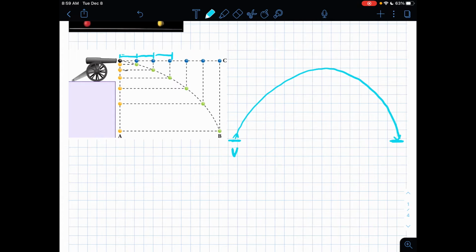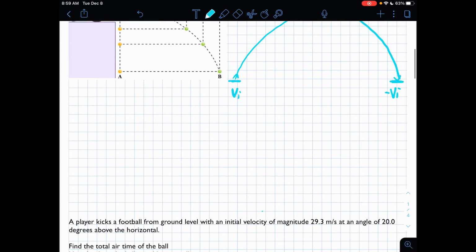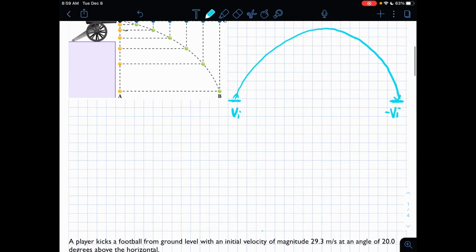So this is the initial velocity, and you can think of the final velocity as just the initial velocity but negative. Now, this only applies to trajectories where the final elevation has not changed. So let's say if you throw a projectile from the top of a cliff downwards, the final velocity would not necessarily be the negative of the initial velocity because the elevation has changed.